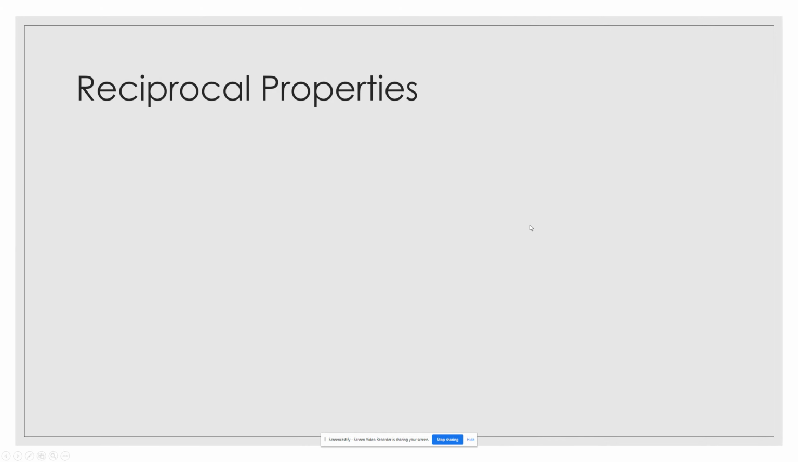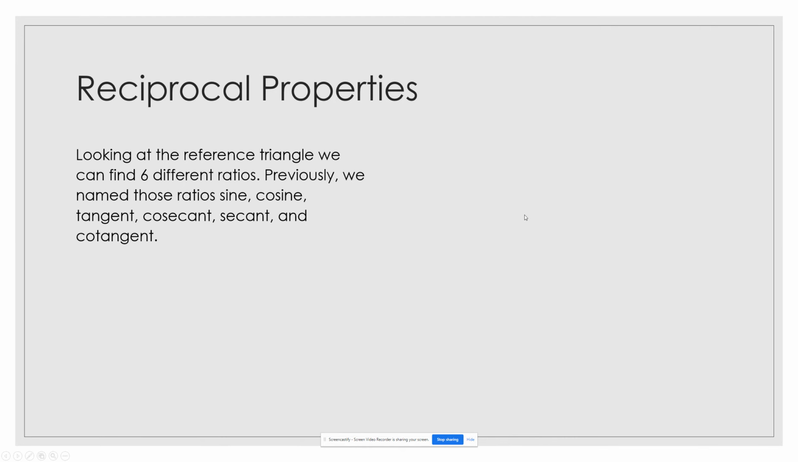All right, so we're going to start with the reciprocal properties. And when you look at the reference triangle, you can find the 6 ratios. So here's our reference triangle, and we have named those before. One of our ratios is opposite over hypotenuse. Well, then the reciprocal ratio would be the hypotenuse over the opposite. We have the adjacent over the hypotenuse and hypotenuse over the adjacent, and we have opposite over adjacent and adjacent over opposite. So those are our 6 trig ratios, and we have named those sine, cosine, tangent, cosecant, secant, and cotangent.